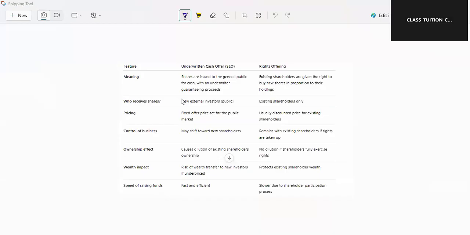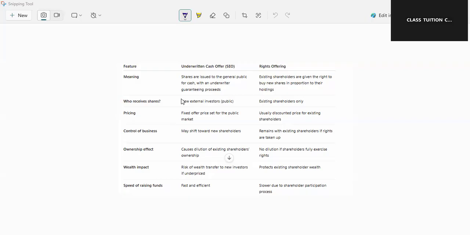So rightly put, there's what we call the underwritten offer. It's also called the seasoned equity offer. It happens when a company issues new shares to the general public. So there we have an underwriter, usually an investment bank. It guarantees that the company will raise the required amount of money. So if the public does not buy the shares, the underwriter will buy the remaining shares and the company will still receive their full proceeds. So here's how it works.